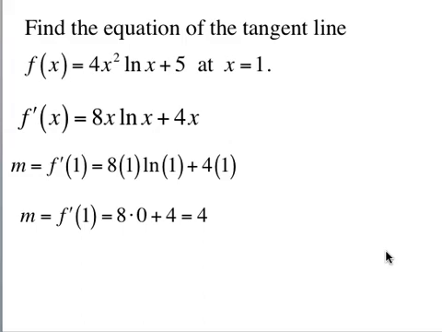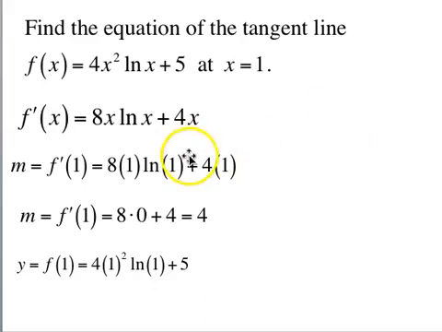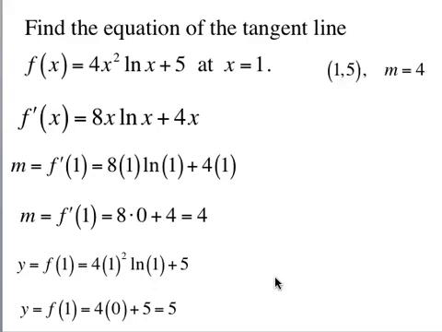Our x value is 1. We don't know what the y value is that corresponds to that x value of 1. I will find that by plugging 1 into this function to see what the y value will be. So y is f(1), 4 times 1 squared times natural log of 1 plus 5. Natural log of 1 is still 0. So this will be 4 times 1 squared times 0 plus 5. So our y value is 5. x value is 1. y value is 5. Slope is 4. So we can consider our point (1, 5) with our slope of 4.